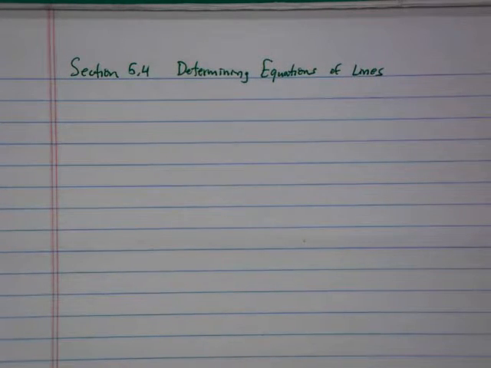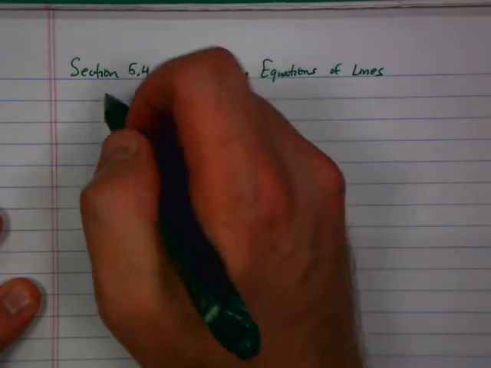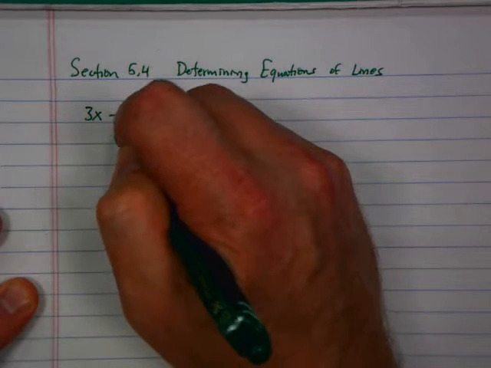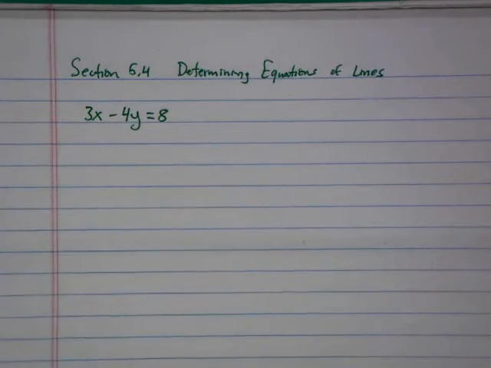Okay, up to this point in this class, here's the kind of thing that's happened. I've given you an equation. I might give you 3x minus 4y equals 8. And from that equation, I might ask you some questions. What kind of questions might I ask?